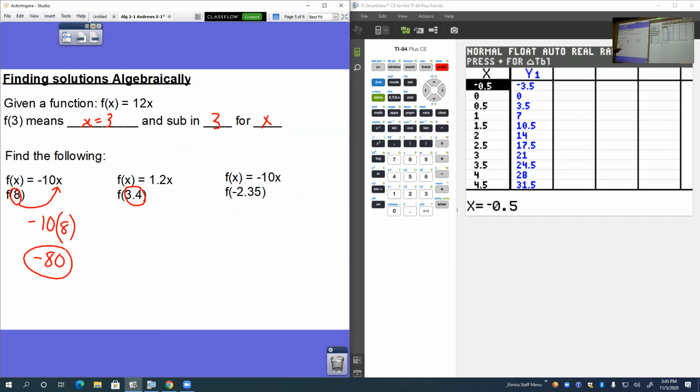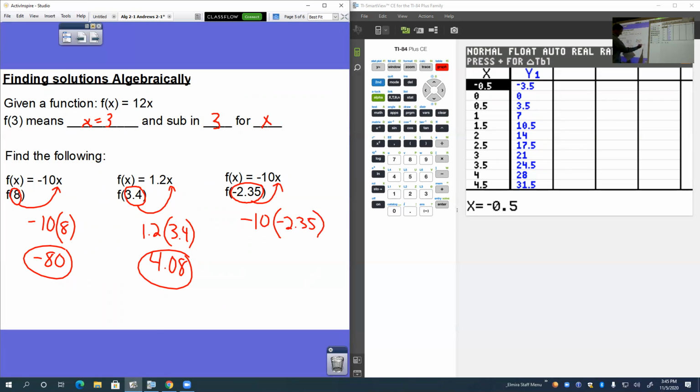We want to know the f of 3.4. So you take that and sub it in for x. So we'd have 1.2 times 3.4, which would give you 4.08. f of x equals negative 10x. We want to know the f of negative 2.35. Sub that in, so negative 10 times negative 2.35, and you would get 23.5.